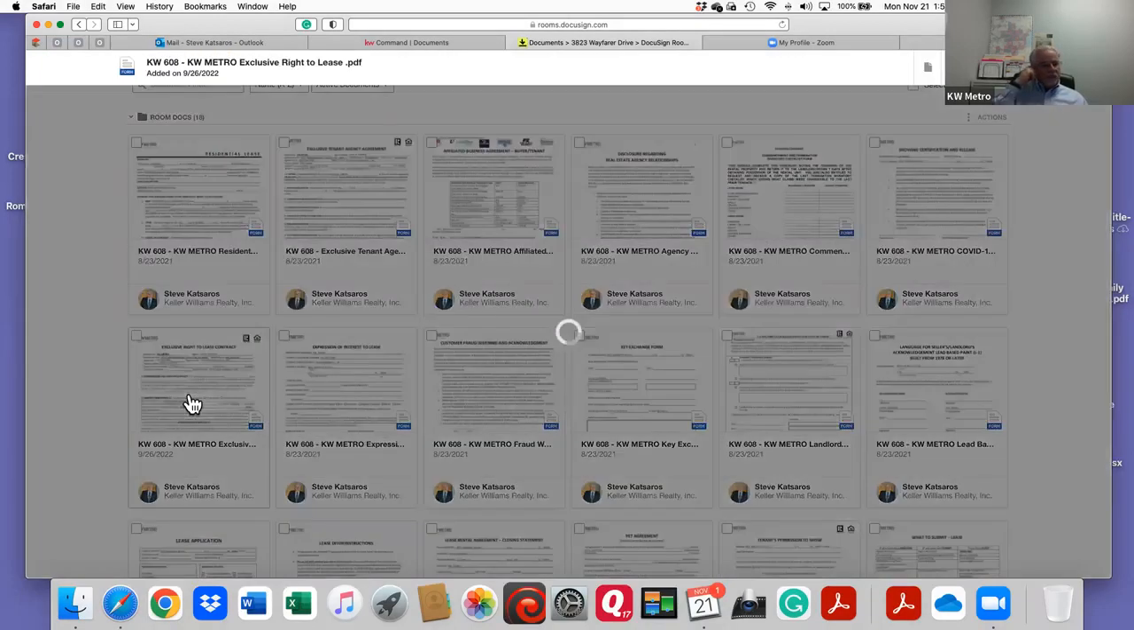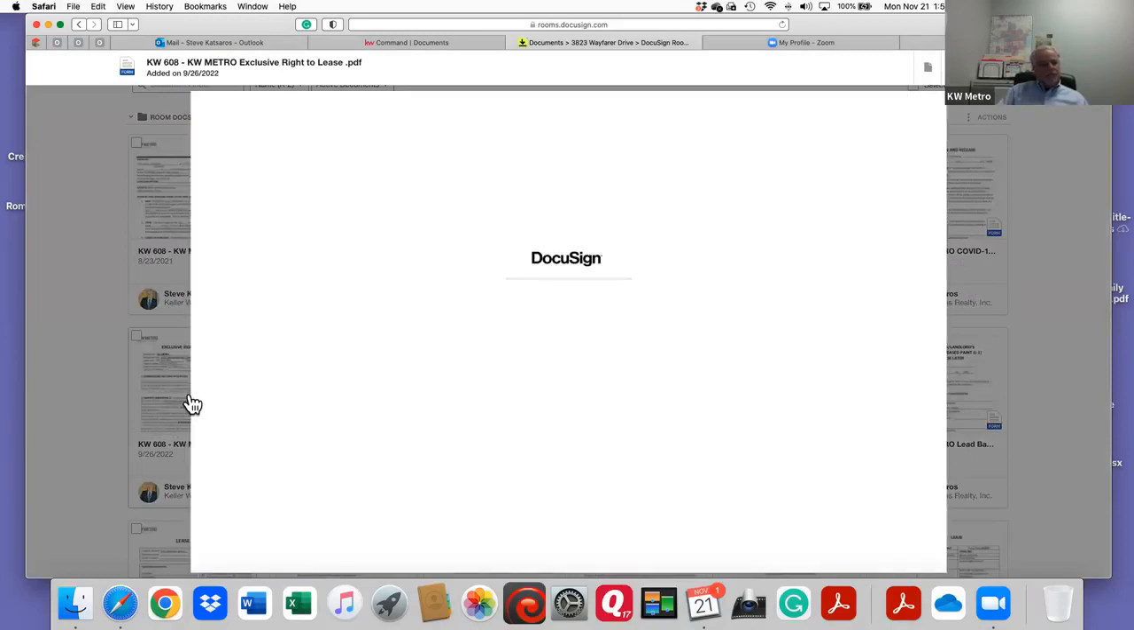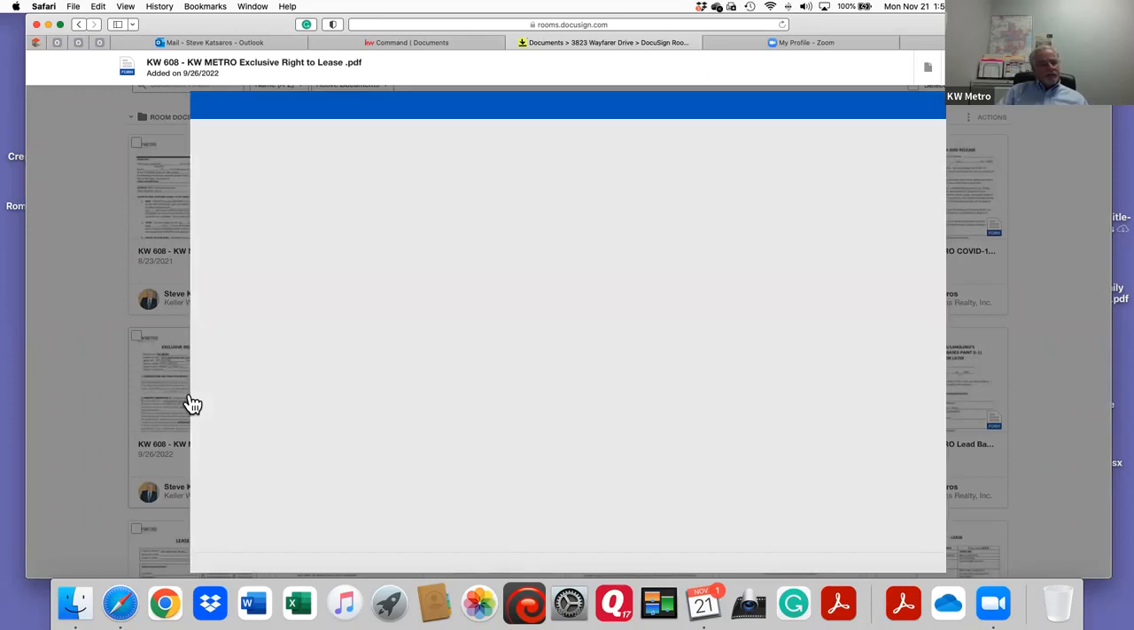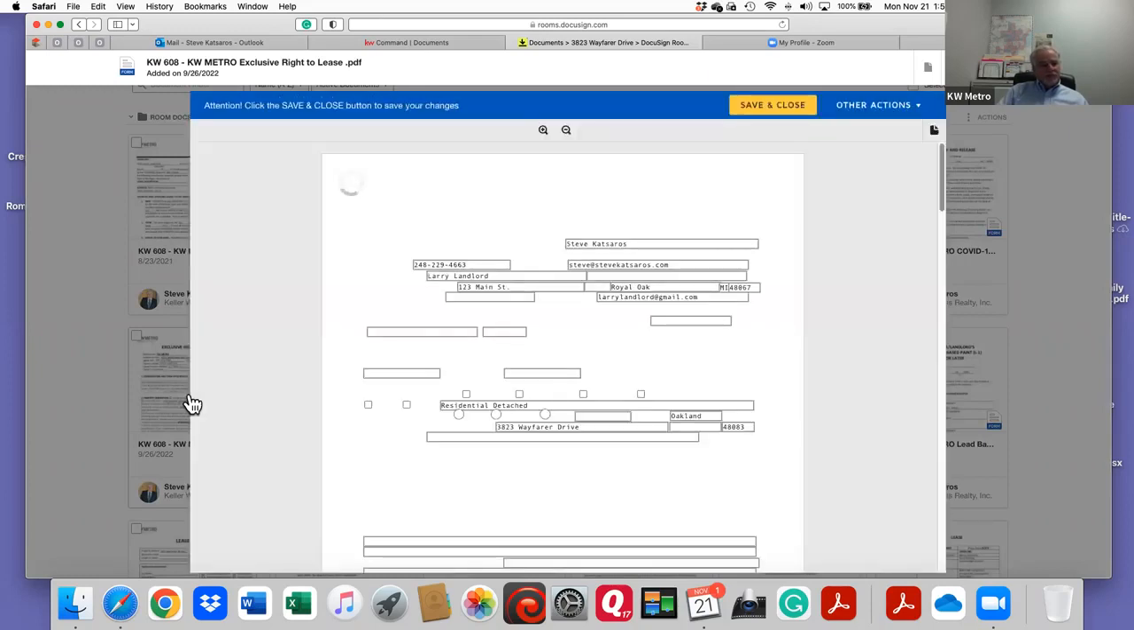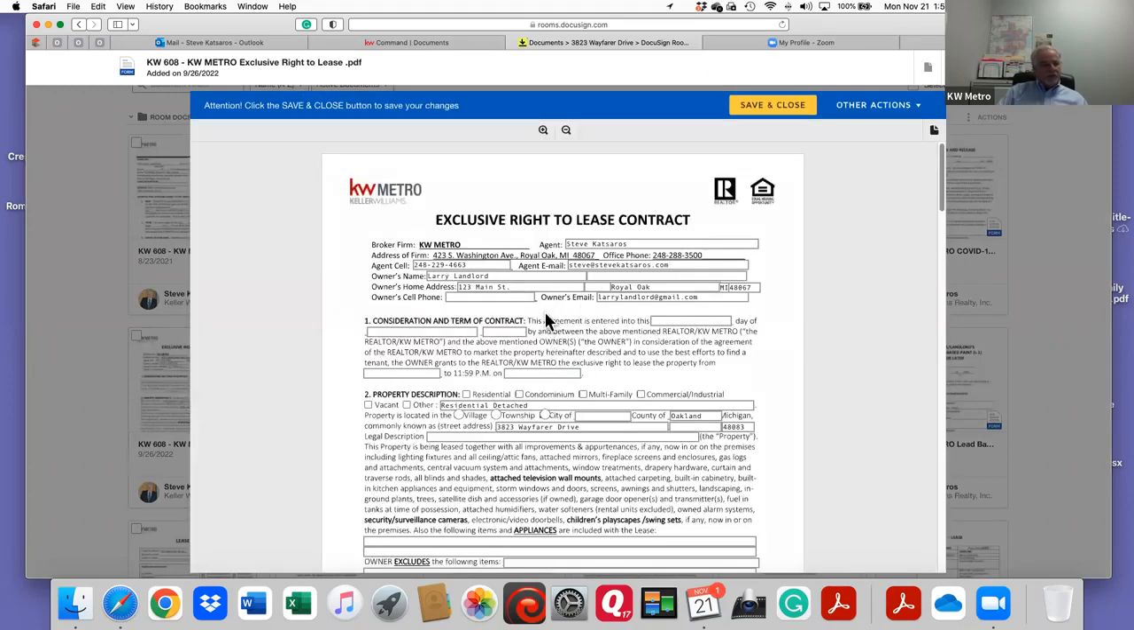Next, we've got the exclusive right to sell. So this is the most important document, obviously, when you're putting up a listing. It's very similar to the exclusive right to sell. This is the exclusive right to lease. Top portion self-explanatory. The date that you're filling out the document would go here, and then here again, try to give yourself at least 6 months of a listing contract to lease the property.